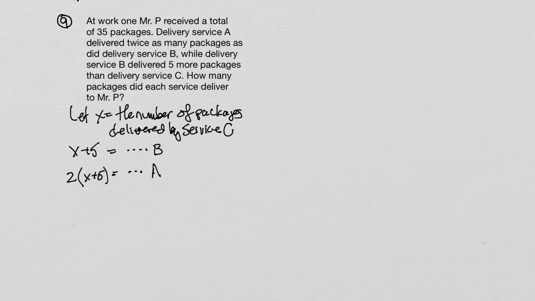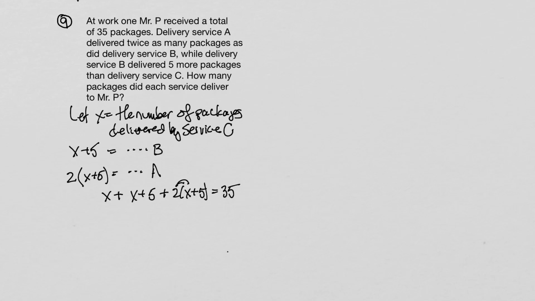Now let's write our equation. Our equation is going to come from this. Mr. P received a total of 35 packages. And the total is the total number delivered by A, by B, and by C. So here's C, B, and A. So we'll add these together, set it equal to 35. So we're looking at x, there's C, x plus 5 for B, plus 2 times x plus 5, that's A. That's all equal to 35.